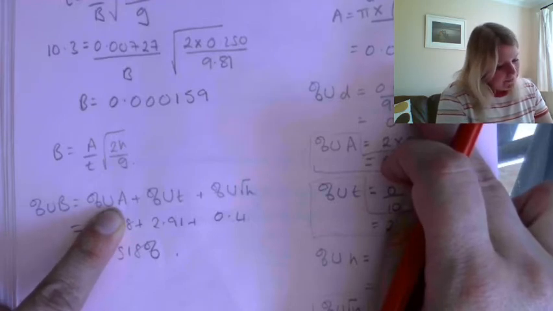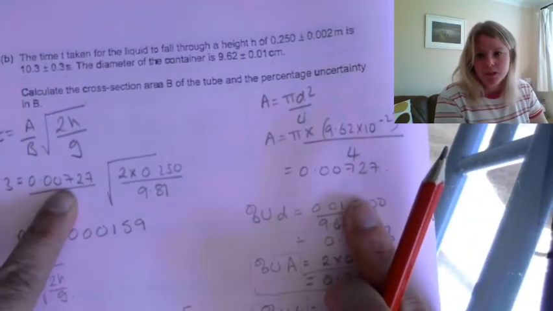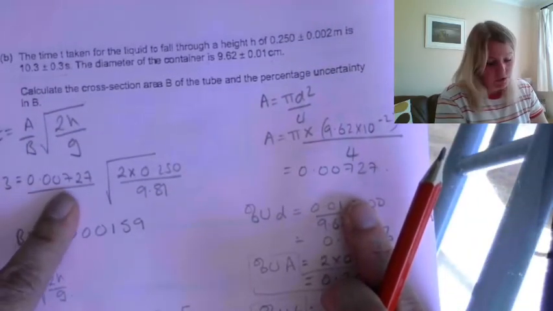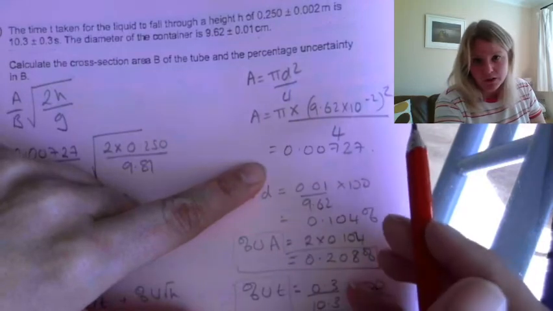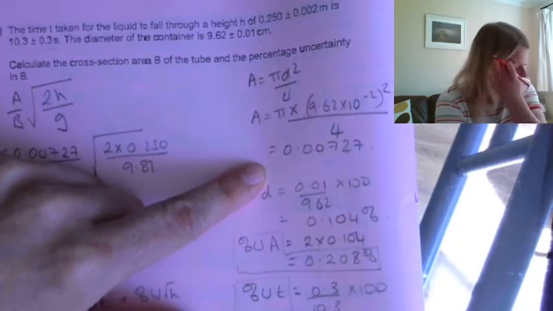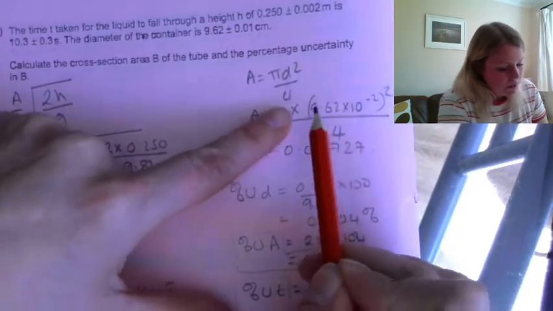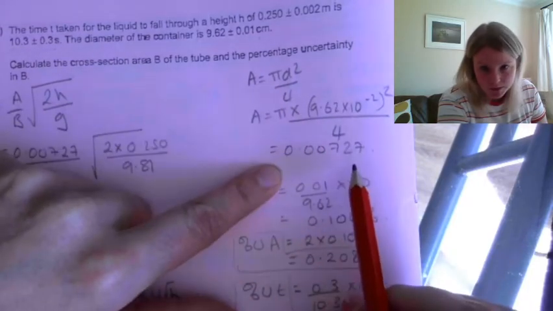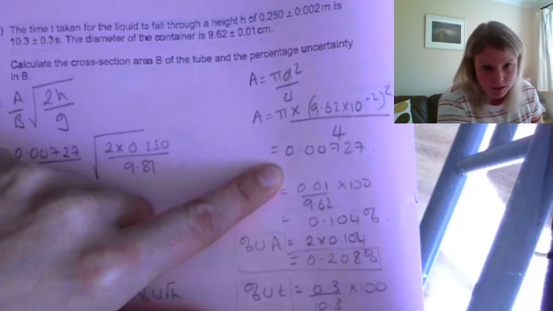I figured out A. Sorry, I said earlier they give you that. They don't. I figured out the value of the cross-sectional area here. So A equals pi d squared over 4. Substituted in the diameter, got me that area. If you can follow this, good luck.